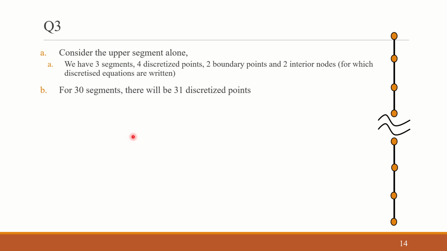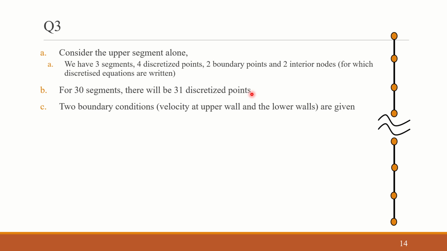For 30 segments, there will be 31 discretized points. For 3 segments, we have got 4 discretized points. So for 30 segments, there will be 31 discretized points. There are 2 boundary conditions: velocity at the upper wall and velocity at the lower wall are given. So the number of discretized equations becomes 31 minus 2, that is 29. That is the answer. I hope you are clear now. We have 31 discretized points and 2 boundary points, so we are subtracting 2. 31 minus 2 gives us 29. So 29 is the right answer.